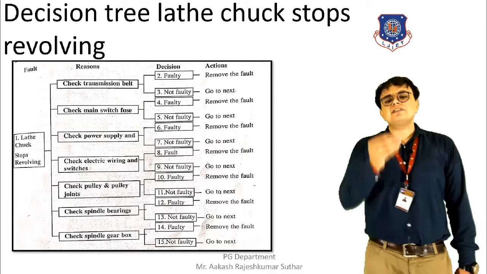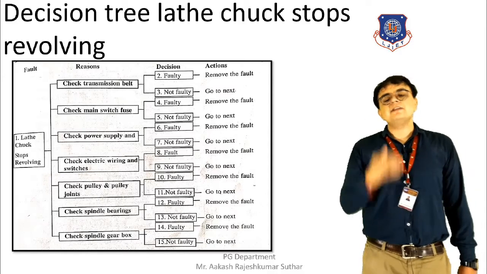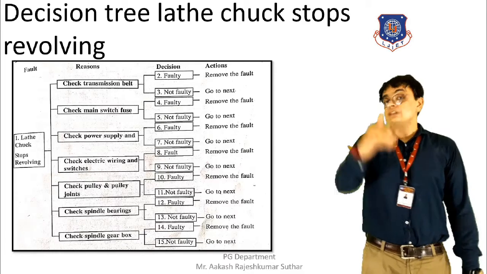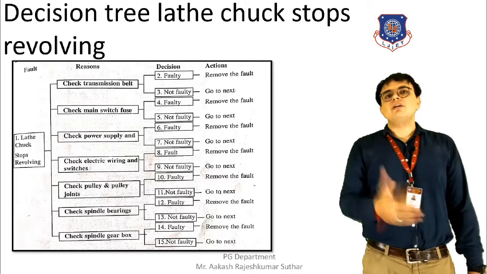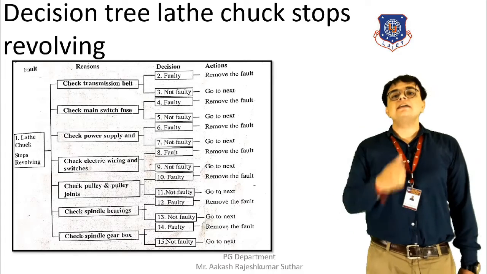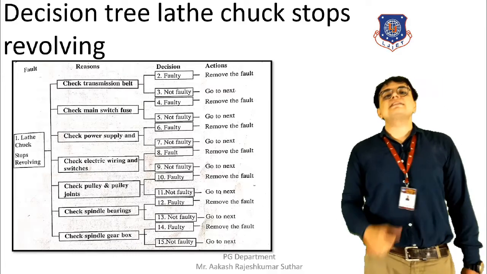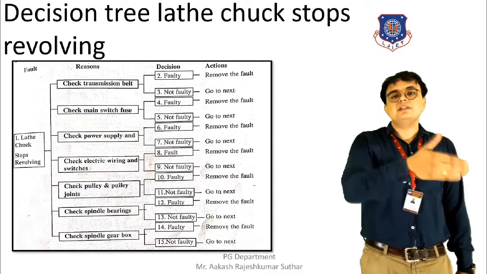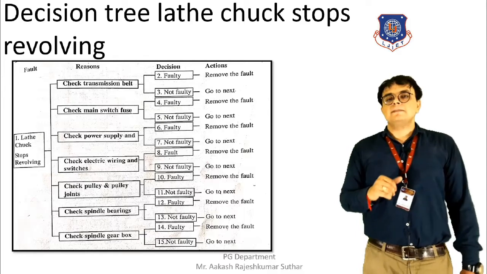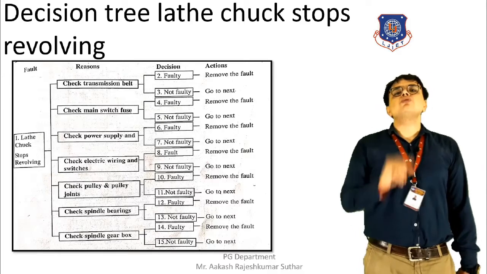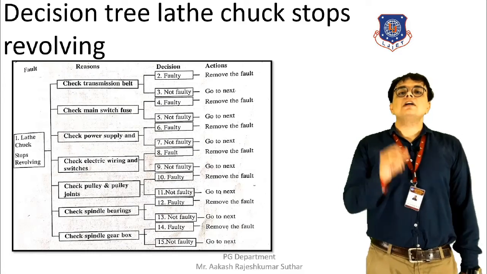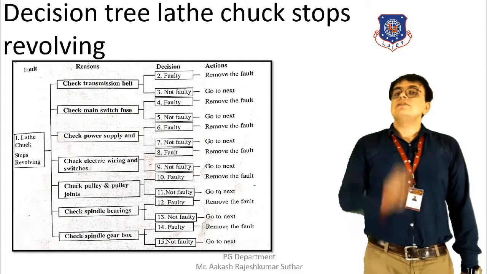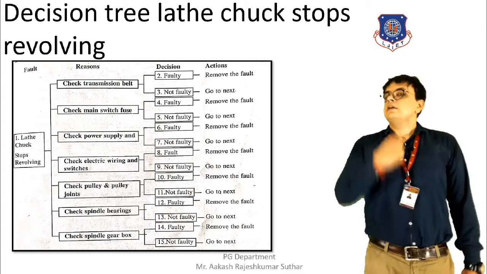So moving towards the next type of reason, that is the check of the pulley and the pulley joints. In that reason we need to check the pulley and its joints, and based on this checking, if it is found that the pulley and the pulley joints are responsible for this fault, then in the activity corresponding to this we should write remove the fault. And if the pulley and the pulley joints are not responsible for the occurrence of the fault, then in the activity corresponding to this decision we should write move towards the next reason.